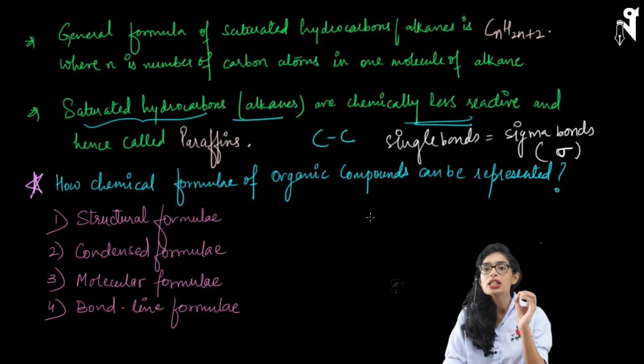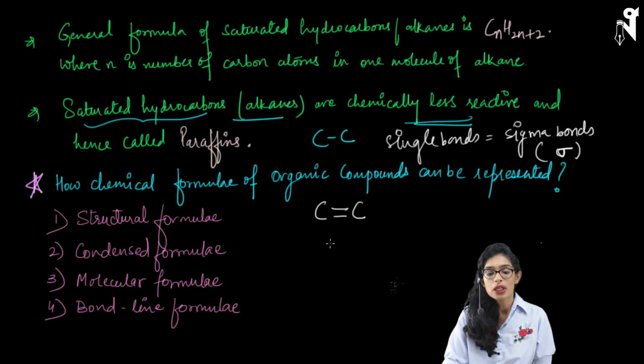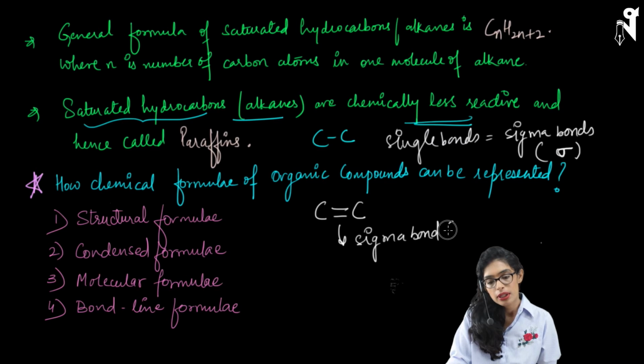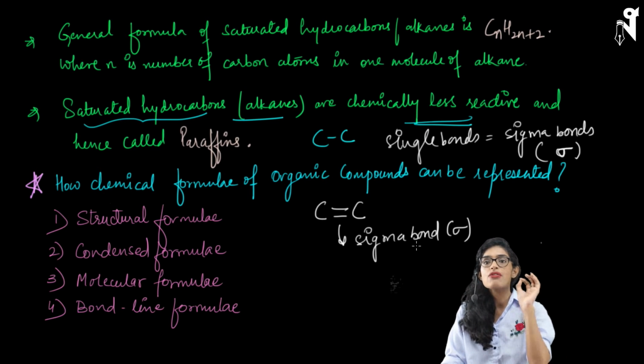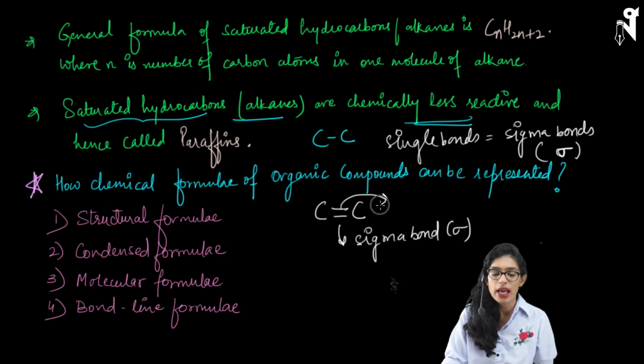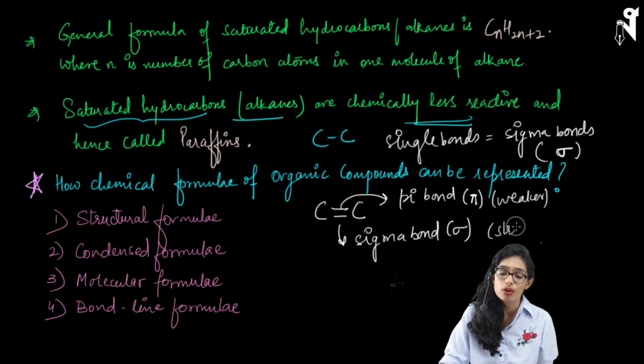Whereas when I talk about multiple bonds, let's say carbon double bond carbon, in this case there will be two bonds. One bond is going to be a sigma bond, that is this, and another bond is always going to be a weaker bond, and that will be called a pi bond. Pi bond, and we represent it like this. So this is a weaker bond and this is a stronger bond.